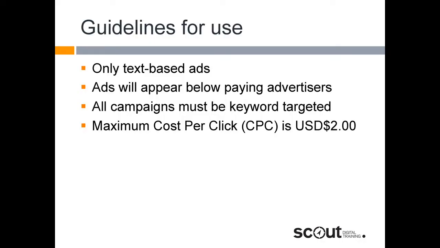There are some limitations with how the Google ad grants can be used. So they can only be used for text-based ads, so only those search campaigns, not display ads or video ads or anything else. And the ads will always appear below paying advertisers. So you're not necessarily going to get that top spot depending on what keywords you are looking at. And all of your campaigns must be keyword targeted, so you can't use the display option for search campaigns, which I don't recommend anyway. And your maximum cost per click is US $2. So that's going to be something else to keep in mind in regards to what keywords you are trying to bid on, and what that cost per click may be for them, so your ads may appear lower.